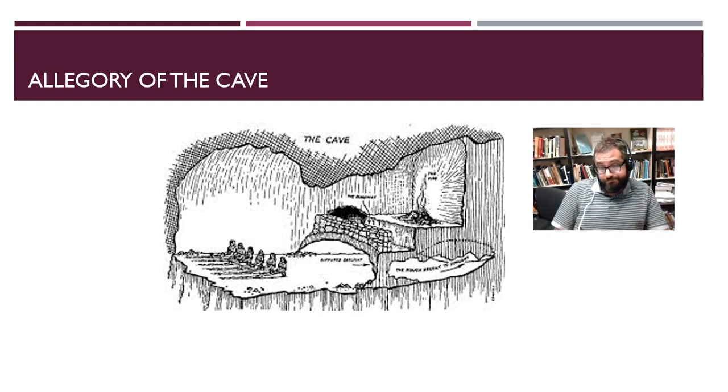So, who is this guy who goes up out of the cave, sees the light of day, and then goes back down into the cave to try to tell the other prisoners that they are living in basically a false world? Well, of course, this represents Socrates, or just the philosopher in general.